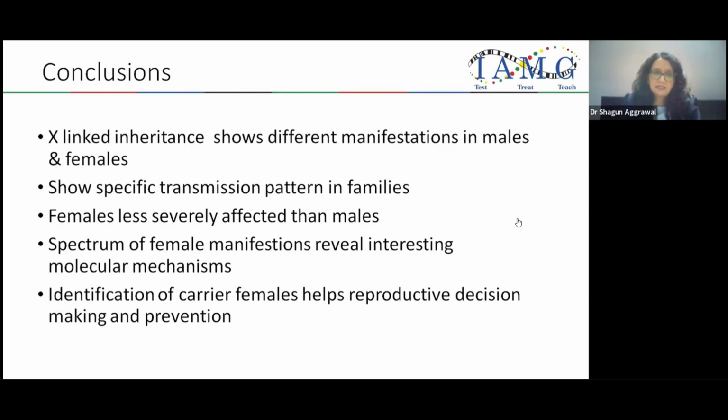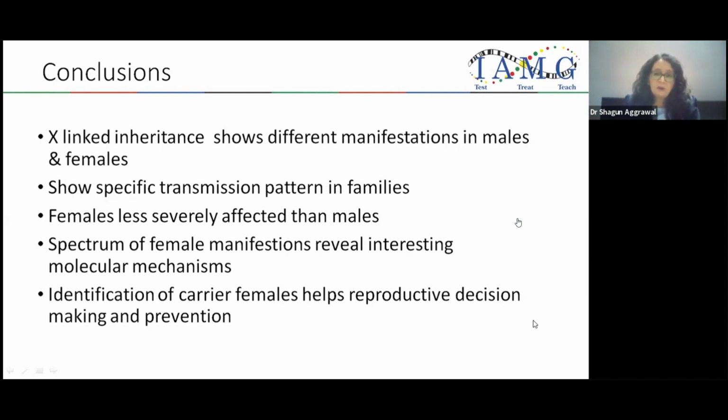To conclude, X-linked inheritance shows different manifestations in males and females because of the difference in the number of X chromosomes between them. Often, if you have a large enough pedigree and multiple affected family members, you would be able to see a specific transmission pattern and easily recognize an X-linked inheritance pattern. Typically, a female is less severely affected than males for these conditions. The spectrum of female manifestations across different X-linked disorders reveals various interesting molecular mechanisms.